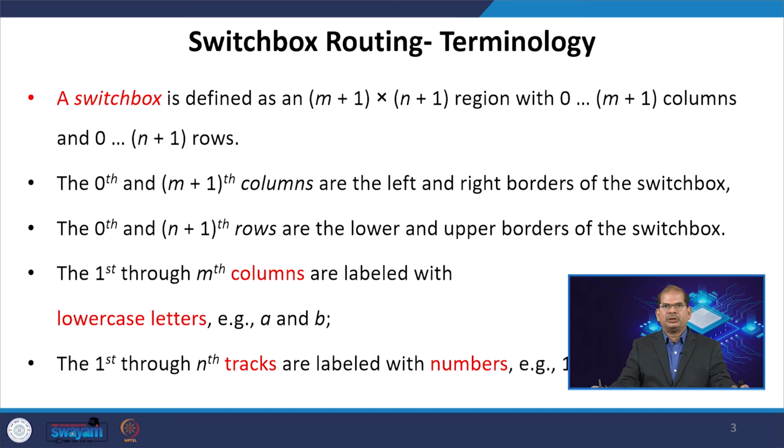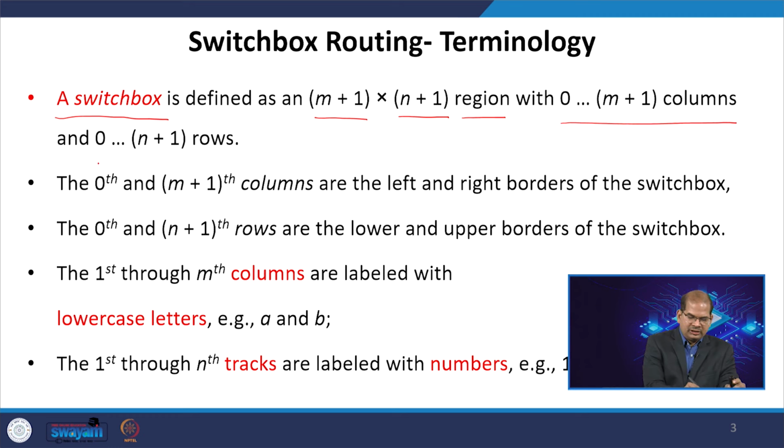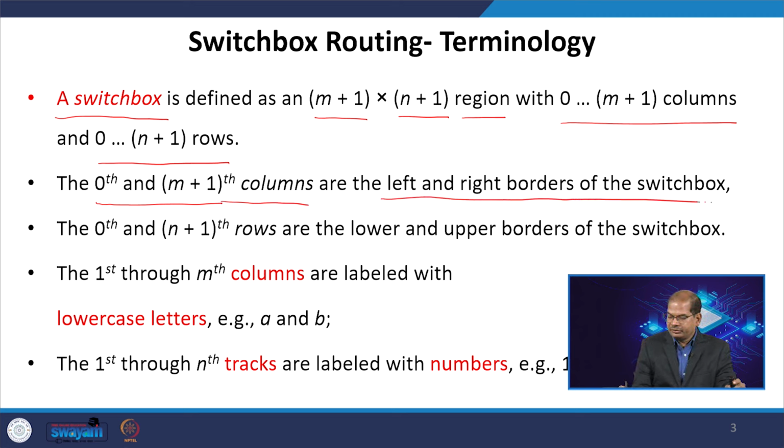So, what is switchbox routing? There is some terminology involved in switchbox routing, so we will discuss that first. A switchbox is defined as m plus 1 cross n plus 1 regions with 0 to m plus 1 columns and 0 to n plus 1 rows. The 0th and the m plus 1th columns are the left and right borders of the switchbox.